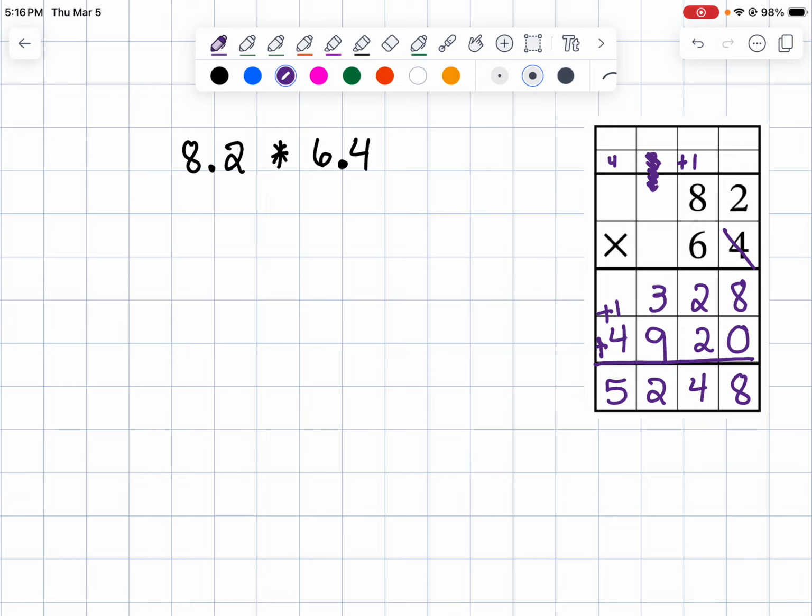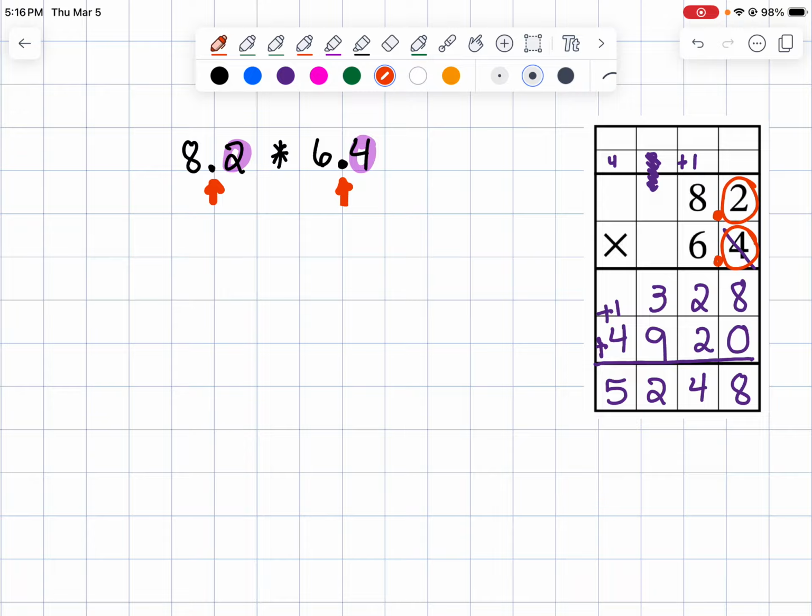Now I'm going to go back to my problem, and I'm going to look for where I have decimal points. I noticed I've got a decimal here, and I've got a decimal here. So I'm going to circle any number to the right of it. You could also go back and put decimals into your problem and do it over here. I can circle the 2, I can circle the 4. They are numbers in the problem to the right of the decimal.